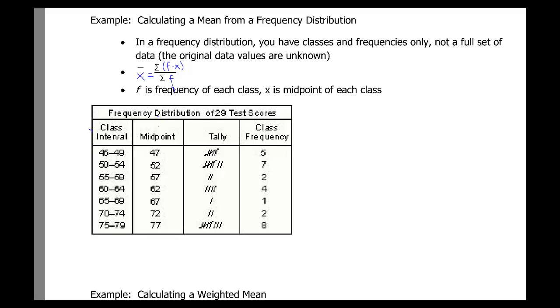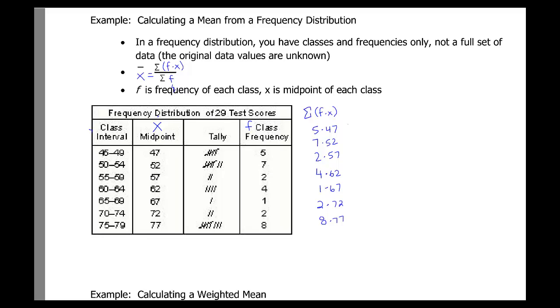So if we go down here to our frequency distribution, I'm just going to put an x here over the midpoint, and I'm going to put an f over here by the frequency so we can keep track of which is which. And what we're going to do is, again, the sum of all the frequencies times x. We're going to do that part first. So the first row across, the frequency is 5, and the midpoint is 47. Second one, 7 times 52. 2 times 57. We have 4, 62, 1, 67, 2 and 72, and 8, 77. And we're going to add all those together after we multiply.